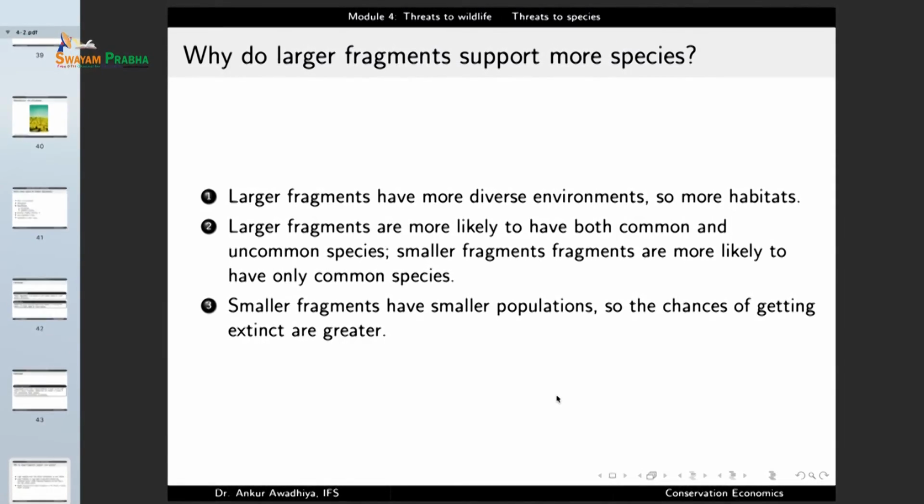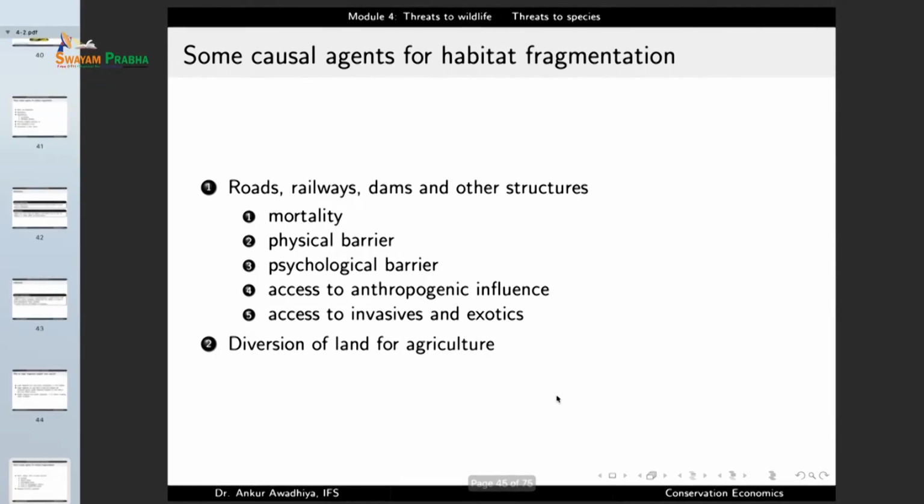Now, habitat fragmentation is important because larger fragments typically support a greater number of species. Because larger fragments have more diverse environments and more habitats, they are more likely to have both common and uncommon species. Also, smaller fragments have smaller populations, so the chances of them going extinct are greater, because small population dynamics start acting on those small populations. So it is always beneficial to have habitats as big contiguous areas and not as small parcels.